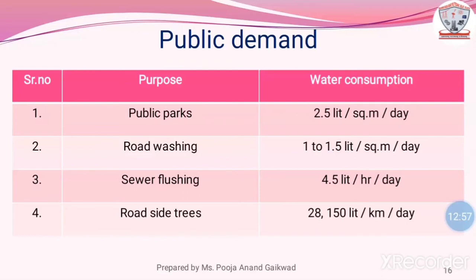Consumption of water for public demands is approximately as follows. We have a column for purpose and a column for water consumption. For public parks, 2.5 liters per square meter per day. For road washing, 1 to 1.5 liters per square meter per day. Sewer flushing, 4.5 liters per hour per day. Roadside trees, 28,150 liters per kilometer per day.